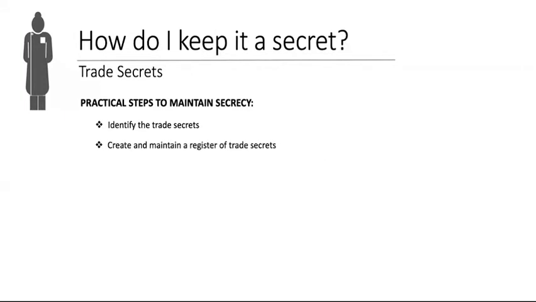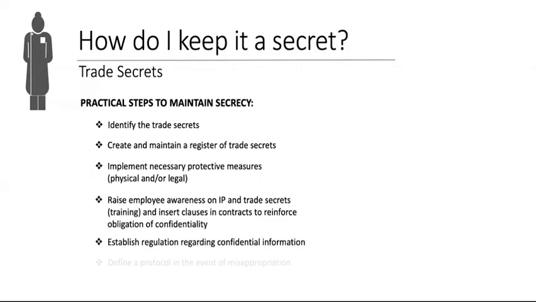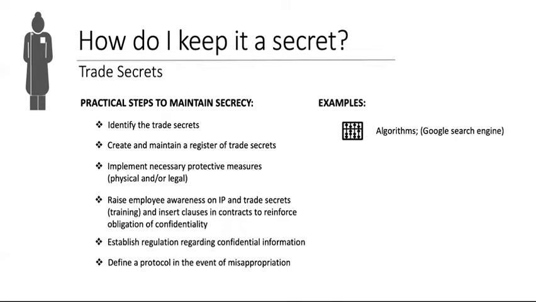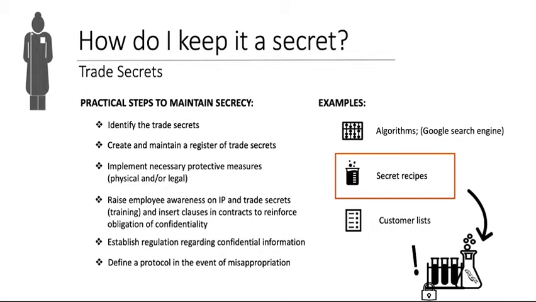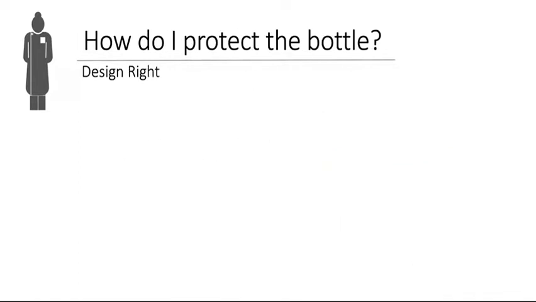Practical steps to maintain secrecy. Here are six of them. And there are some examples of trade secrets, such as the Google search engine algorithm, secret recipes, and customer lists. In this case, Marie chose to keep her beverage a secret because only she has to know it. She'll add the final ingredients. So let's just keep it a secret.